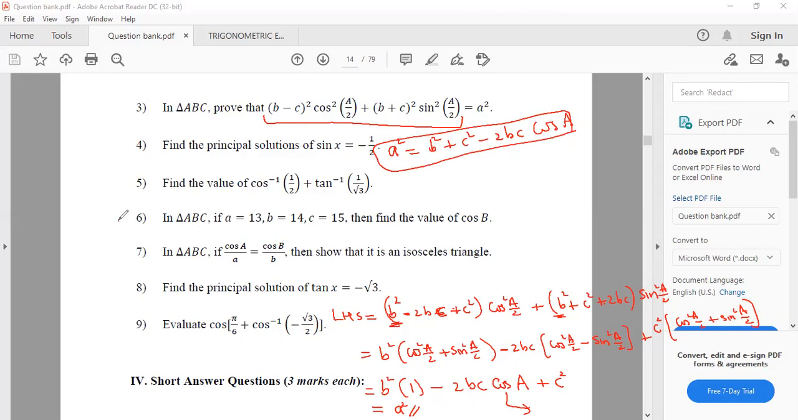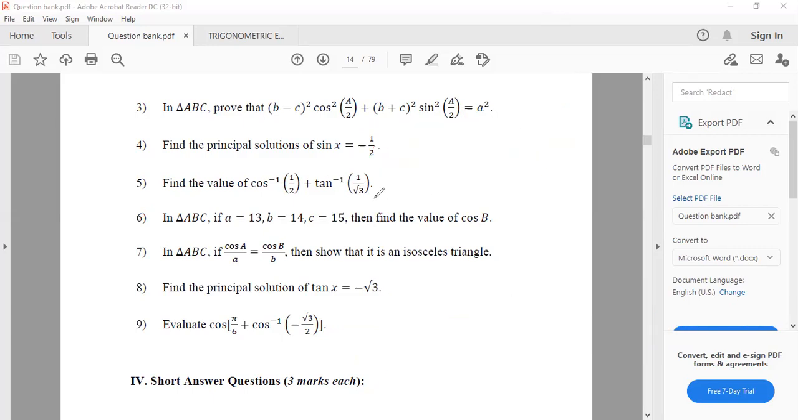ये भी अच्छा है. Question number 6. Direct application formula. कुछ ज्यादा सोचने का जरूरत है नहीं. Are you all writing or just watching? Writing, sir. Watching sir. हाँ नहीं लिख लो ना. सर मतलब main formulas लिख रहे हैं, but हाँ.